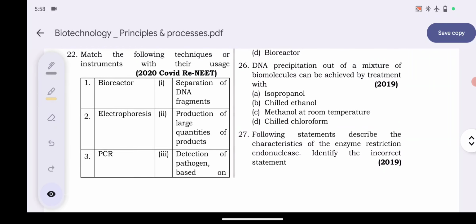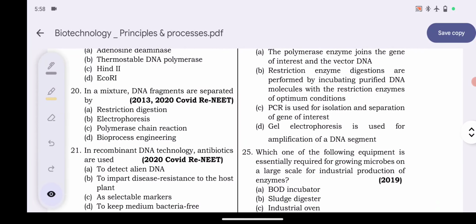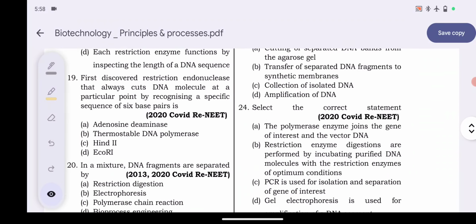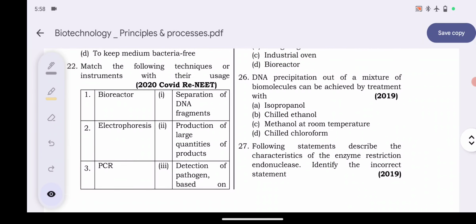Question number 22, a matching question is given: bioreactor, electrophoresis, PCR, ELISA. Look, bioreactors connect to option number two, because of the production of large quantities of products. Electrophoresis connects to option number one, separation of DNA fragments.